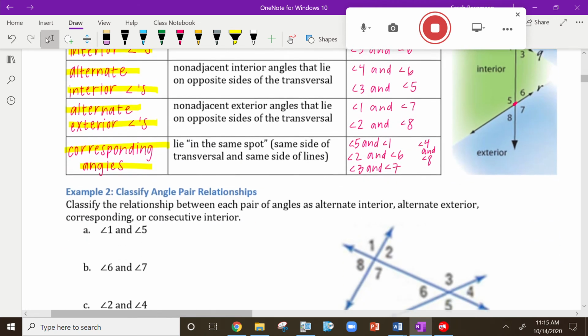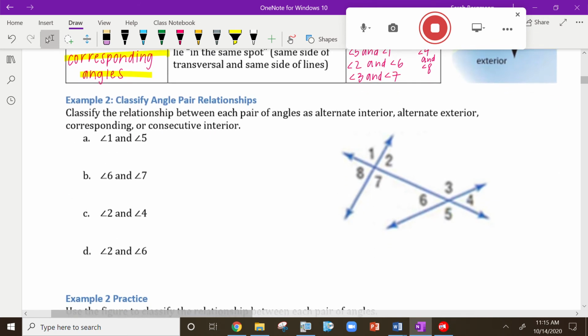Let's practice identifying these pairs in a diagram. First, we want to classify them as alternate interior, alternate exterior, corresponding, or consecutive interior. If it is none of the options, you'll just say they have no relation. First, we have angle 1 and angle 5. They lie on opposite sides of the transversal, and they are on the exterior, so they are called alternate exterior angles. Feel free to abbreviate.